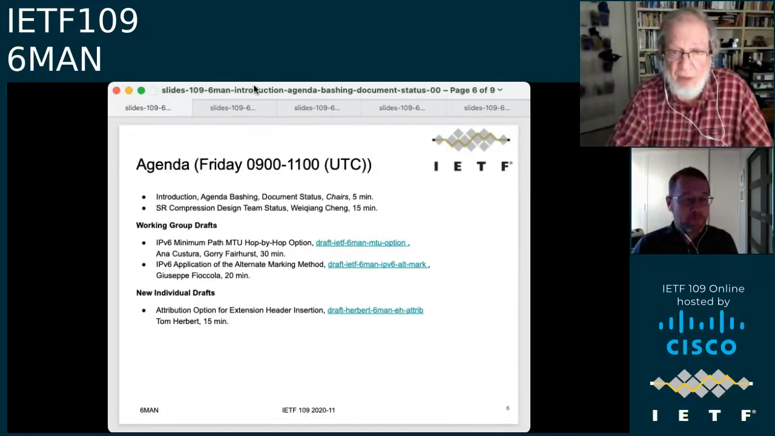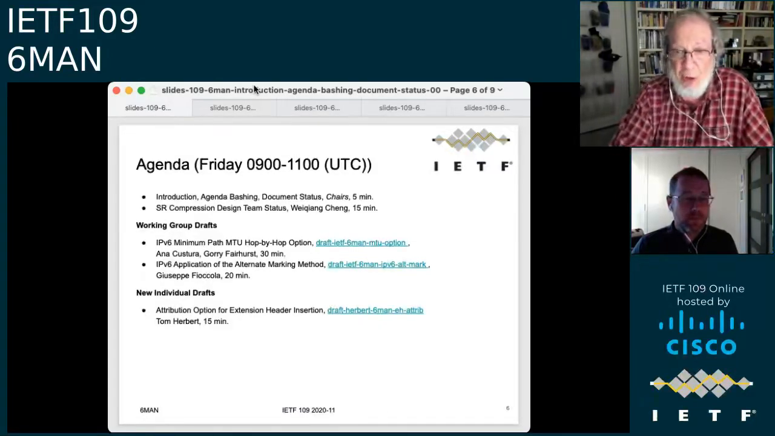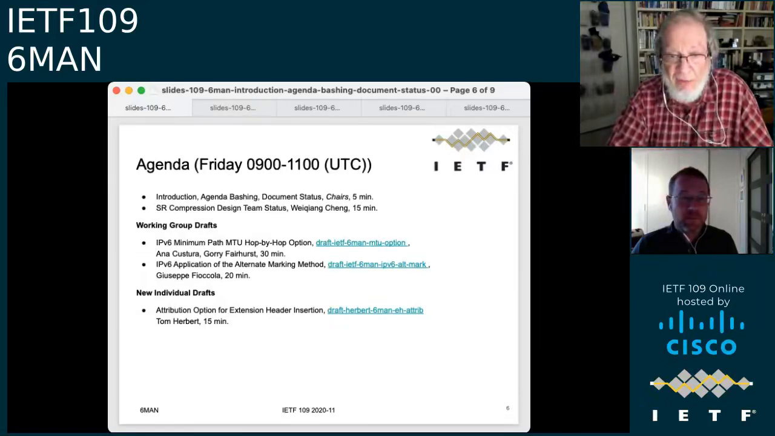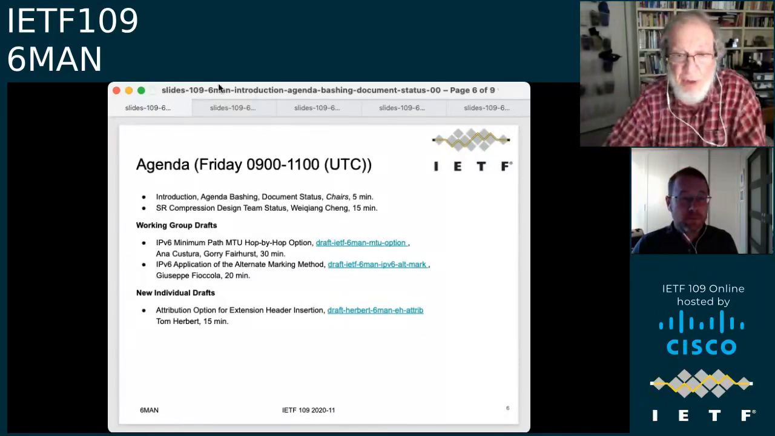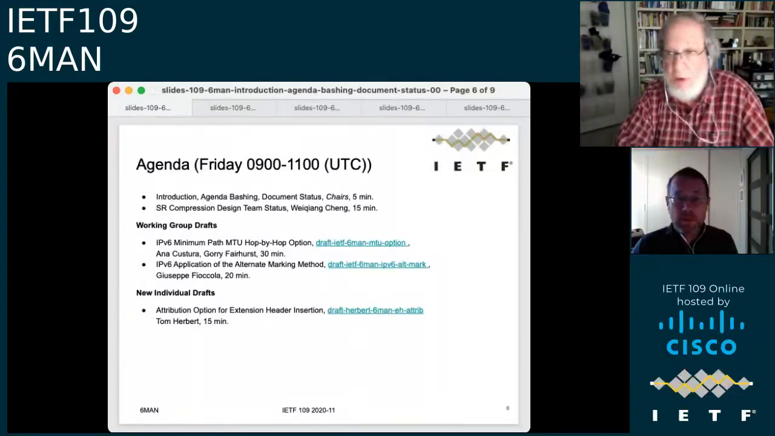And then we have 2 working group drafts, the minimum path MTU hop by hop option and the alternate marking method draft. And Tom Herbert was not able to attend, so we will not be having a session on his draft. So any questions?